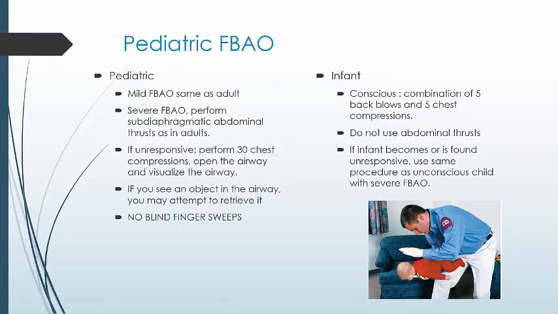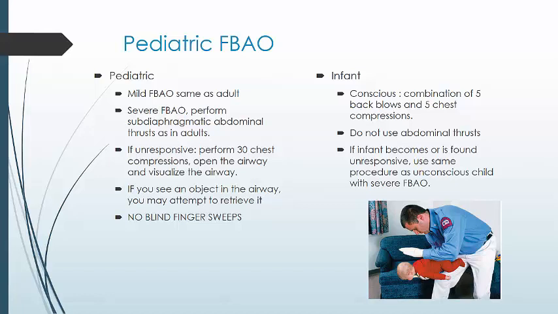If it's a mild foreign body airway, we're not going to interfere very much, like we would for an adult. We would encourage them to cough and encourage them to keep breathing. Now, if you go into a severe foreign body airway with a pediatric patient, for a conscious child with a complete foreign body airway obstruction, we're going to perform subdiaphragmatic abdominal thrusts the same way we would with an adult. And we're going to continue these abdominal thrusts until the object is expelled or the patient becomes unresponsive.